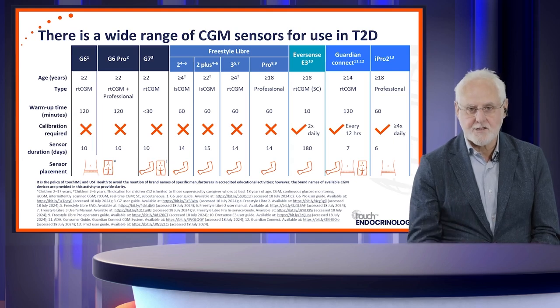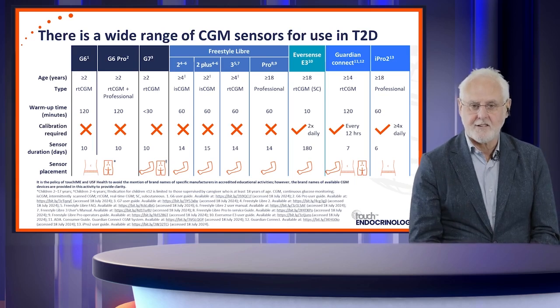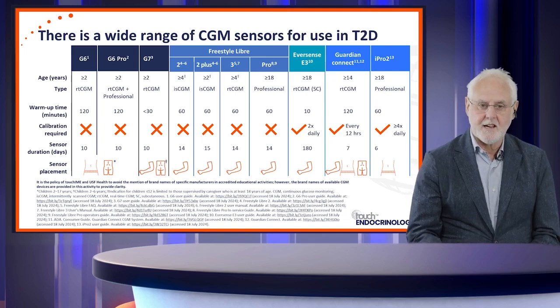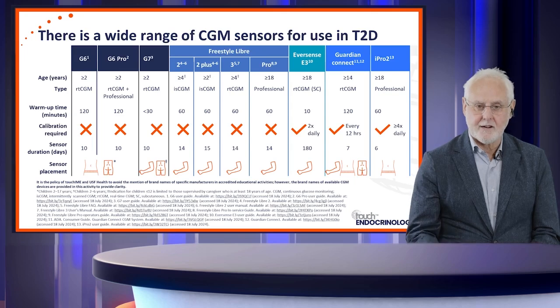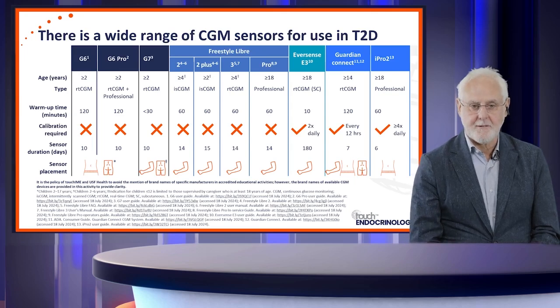There are a wide range of CGM sensors for use in type 2 diabetes. This is what's available today, for example, in the United States, but there is much more advancement coming. It's a very hot area of development. So CGM is here to stay and getting better and better as time goes by.